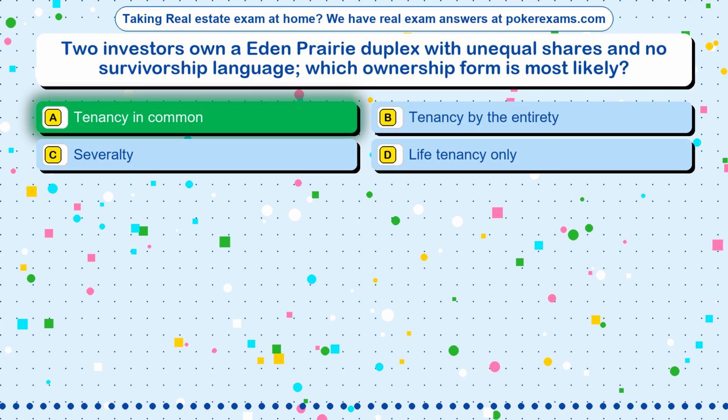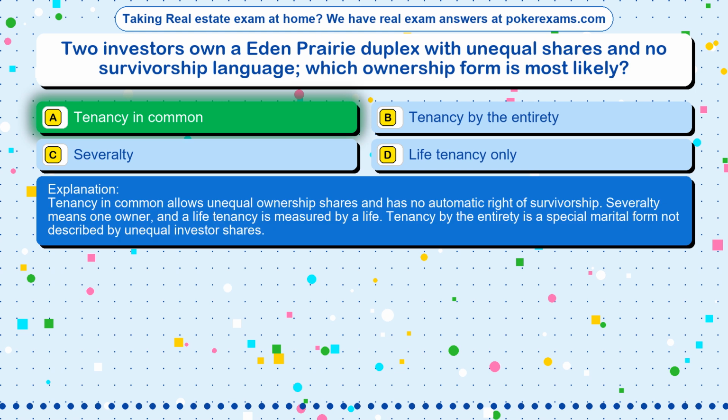The correct answer is option A, tenancy in common. Tenancy in common allows unequal ownership shares and has no automatic right of survivorship. Severalty means one owner, and a life tenancy is measured by a life. Tenancy by the entirety is a special marital form not described by unequal investor shares.